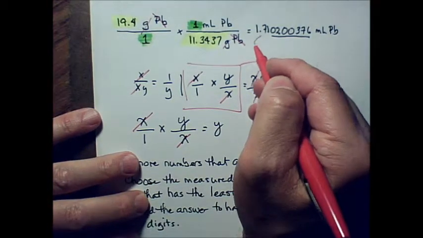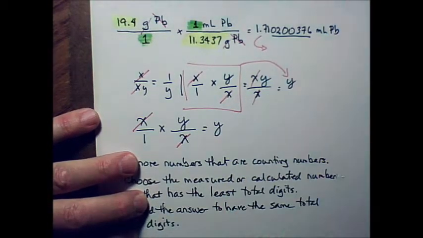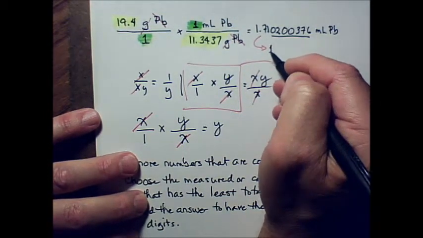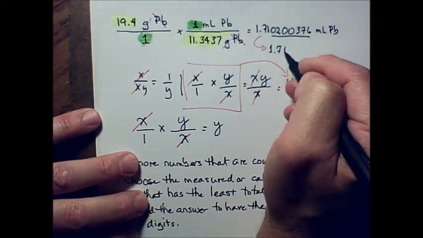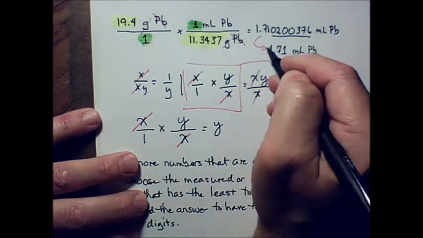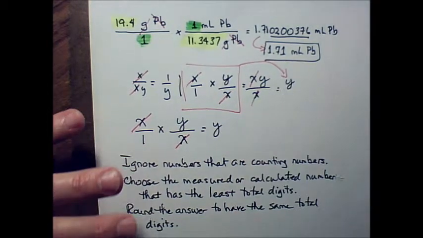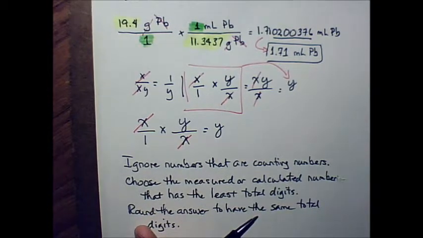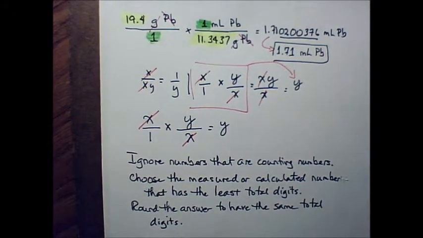And then do our arrow just like before. And write 1.71 milliliters of lead. .71. Okay? Whew, everybody take a breath.